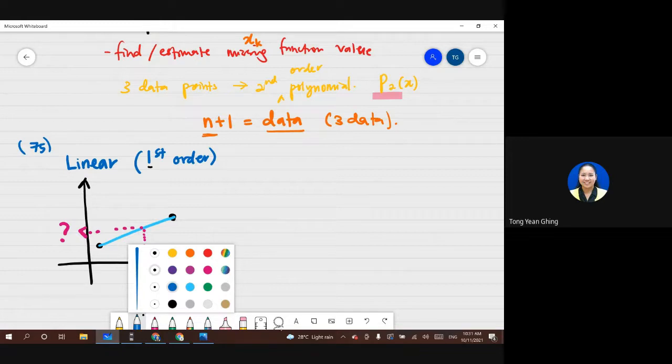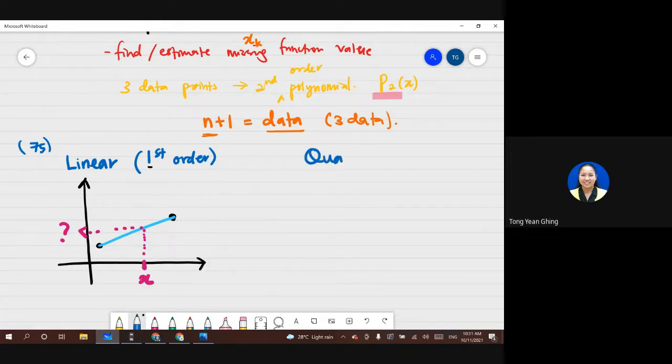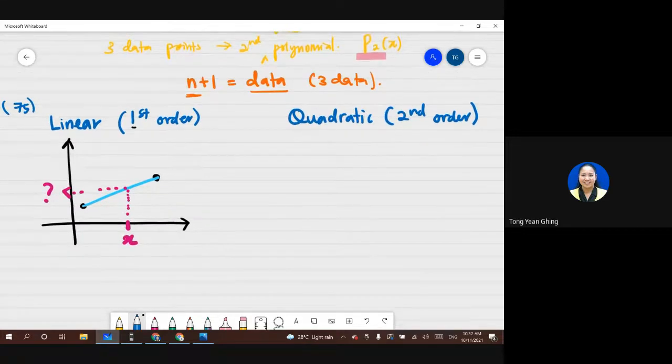Second order, that is a quadratic approximation. Quadratic, sorry. Quadratic. This is a second order. Okay. So for this one, the graph is something like this. Let's say we have a graph like this.